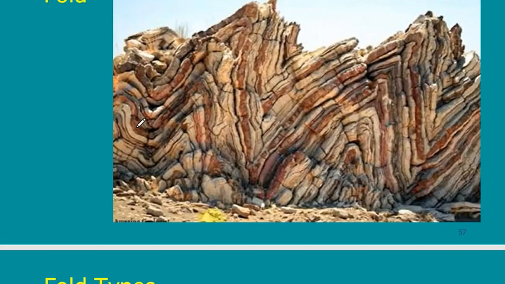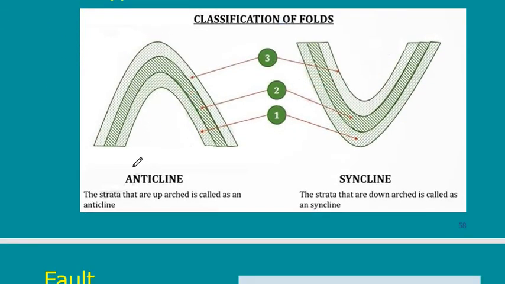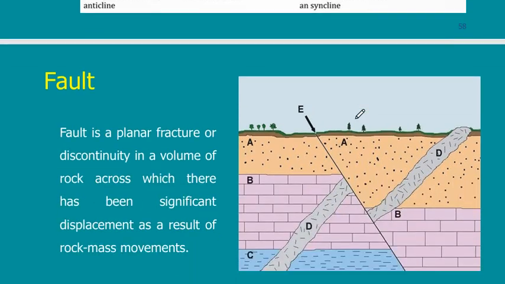Folds means just that the layers move up and down due to the effect of horizontal forces. The types of folds are either anticline or syncline. Anticline means they bulge up, syncline means they bulge down, and this is the difference between the two.